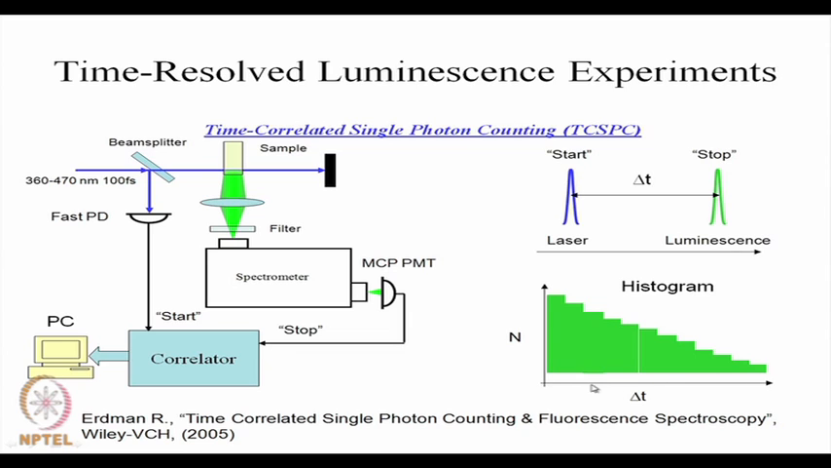Here, the moment the laser falls on the beam splitter, it triggers a photodiode, and a signal is fed into what is called the correlator, so this is ready to receive another photon from the MCP-PMT. The moment the MCP-PMT receives another photon, it stops. The time between the two is converted and fed into a personal computer, and a histogram is generated.